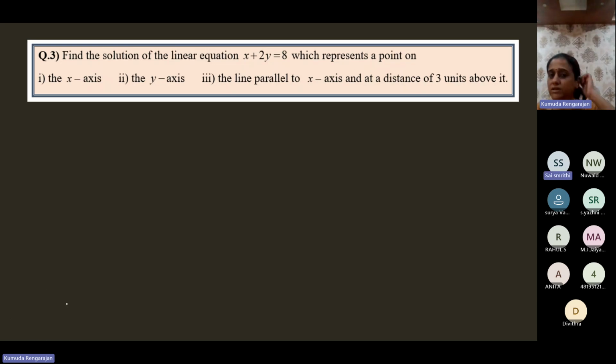Find the solution of the linear equation which represents a line aligned parallel to the x-axis at a distance of 3 units above it.